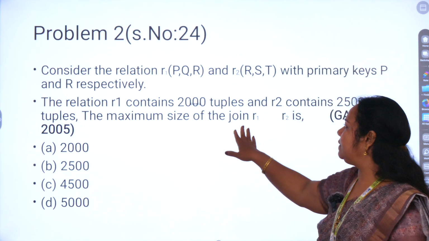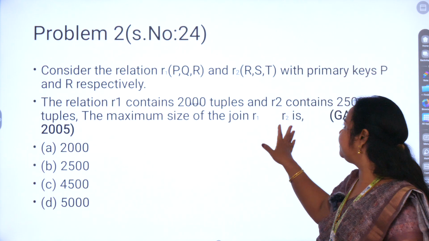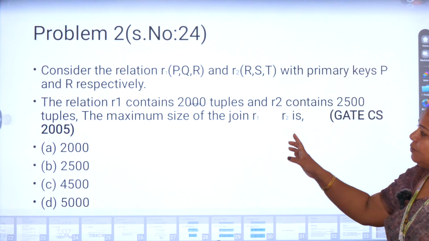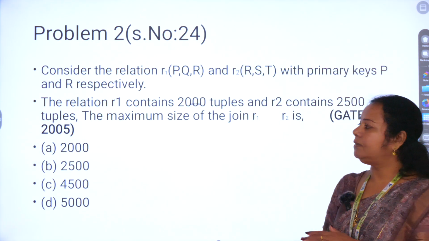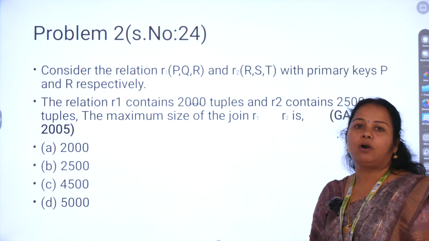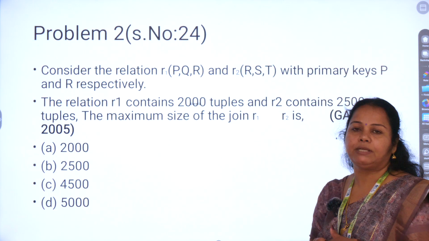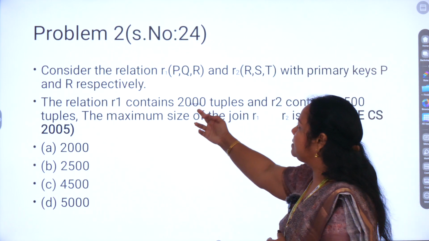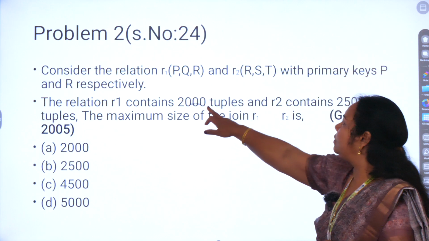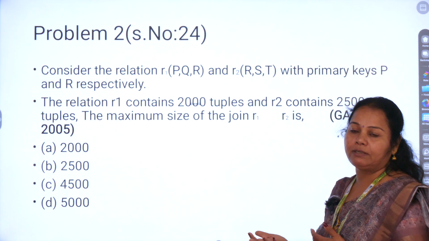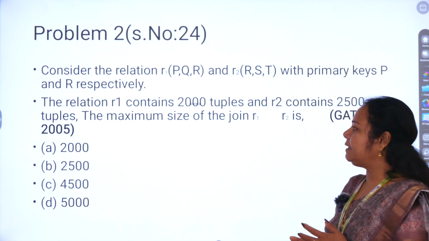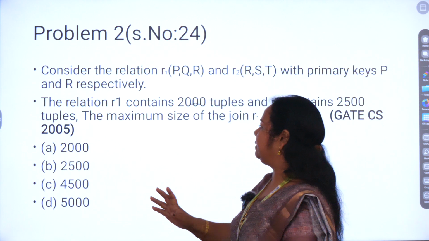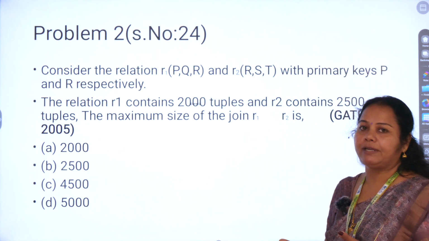The maximum size of the join of R1 and R2 is... So this is also a GATE Computer Science question, 2005. How do we find the maximum size of the join of R1 and R2? If we take the product of the two, we can get more than 2000, isn't it? 2000 into 2500, we can get more tuples. But the options are 2000, 2500, 4500 and 5000. So how can you find this?